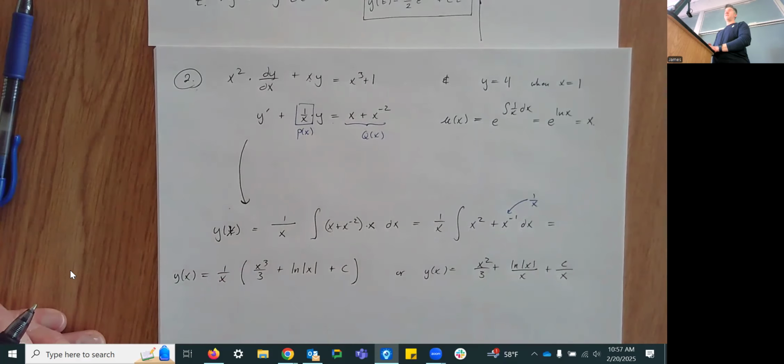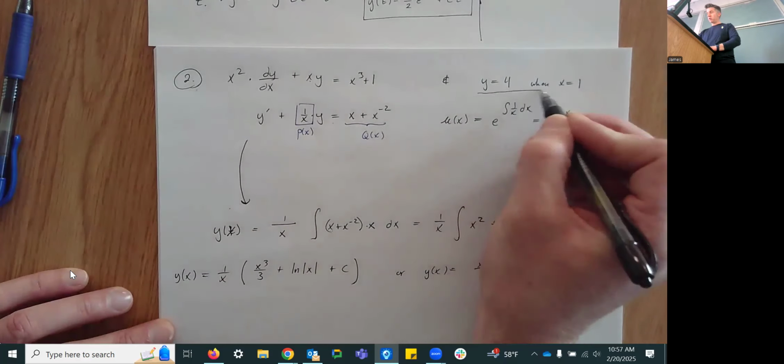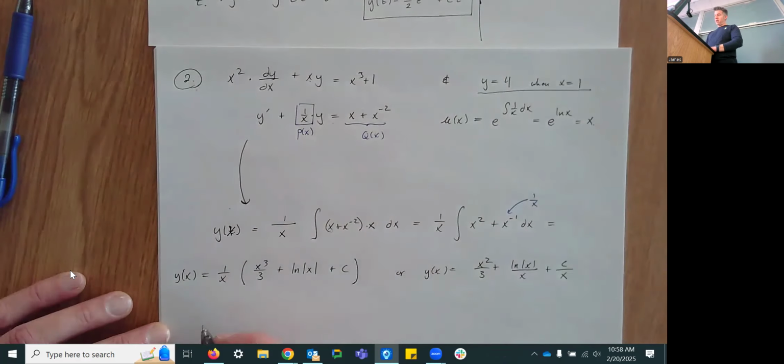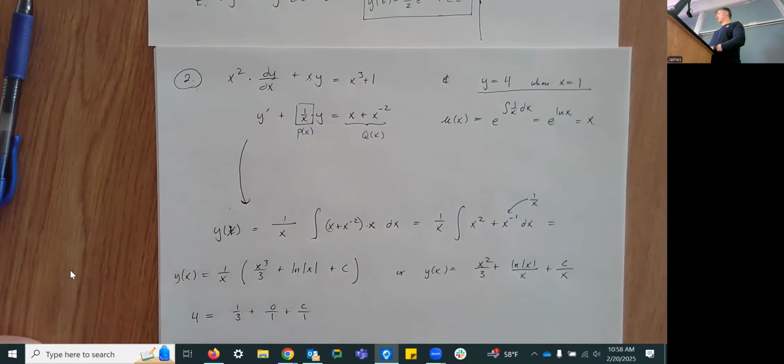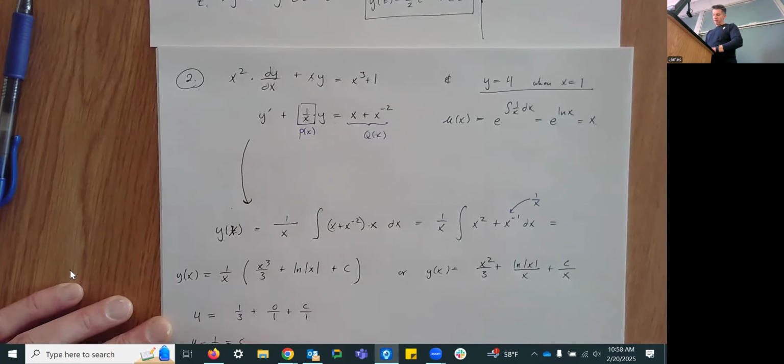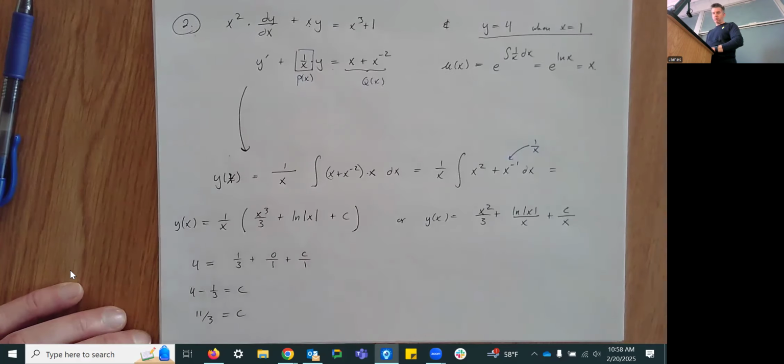And now our job is to figure out what C is, because we have an initial condition. So we're going to plug in x equal to 1 and y equal to 4. So we're going to get 4 equal to 1/3 plus 0 divided by 1 plus C divided by 1. So it looks like C is going to equal 4 minus 1/3, or if you prefer, 11/3. You would like to maybe see that.